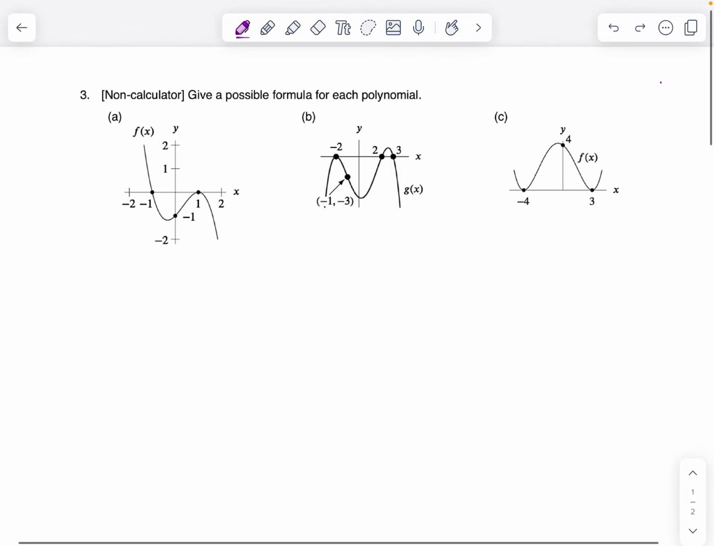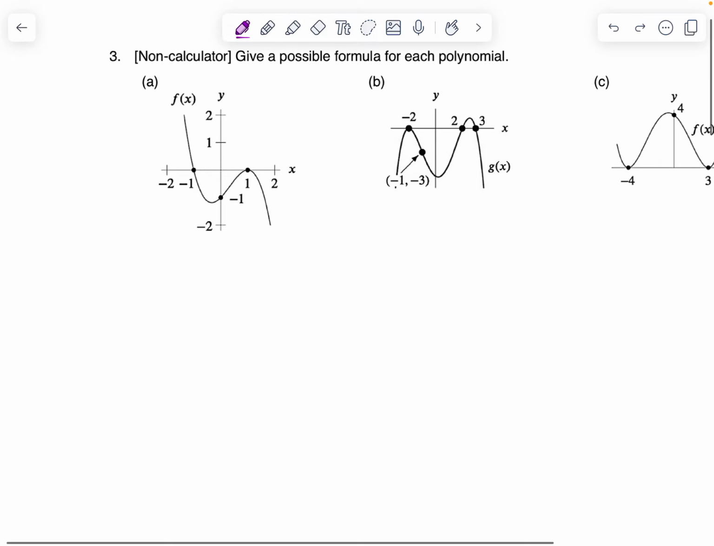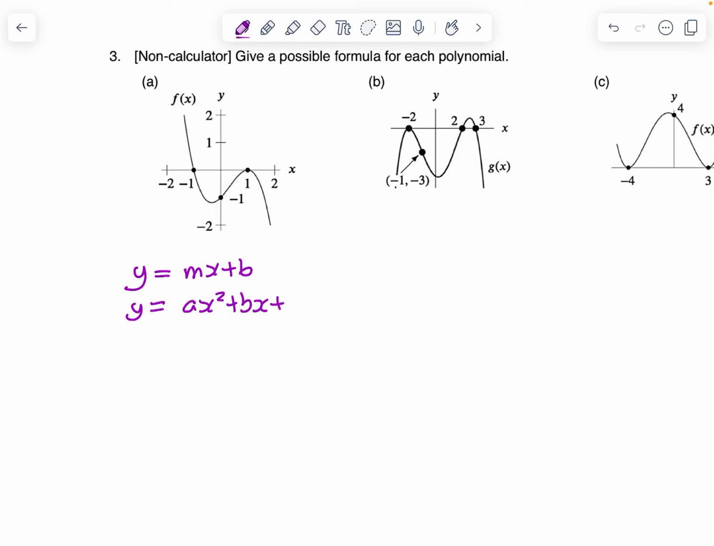Today we're going to talk about polynomials. So we're going to try to find the equation of a polynomial based on the graph. Just some introduction to polynomials. We have learned linear functions like y equals mx plus b. We learned quadratic functions like y equals ax squared plus bx plus c. And we also learned about exponential functions where we have a to the power of x.